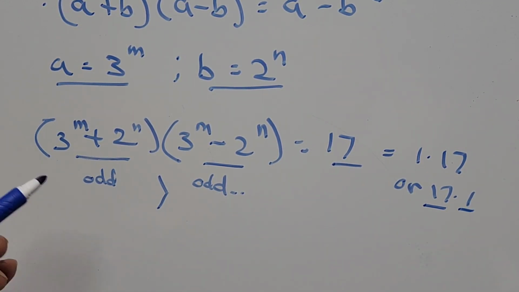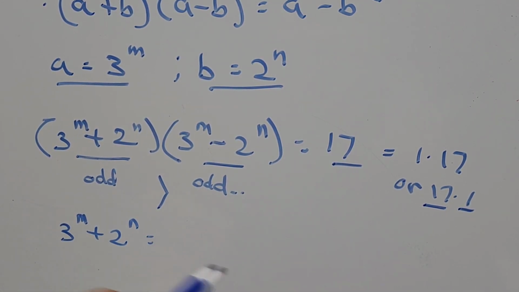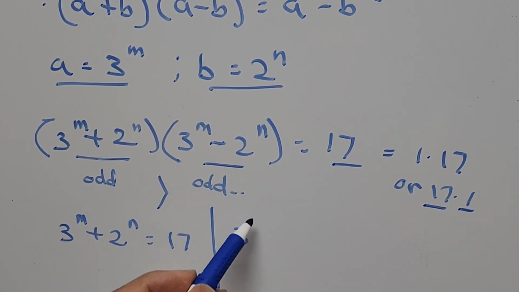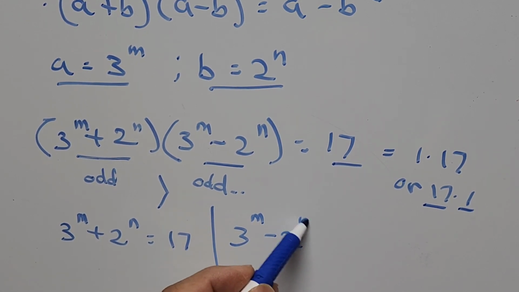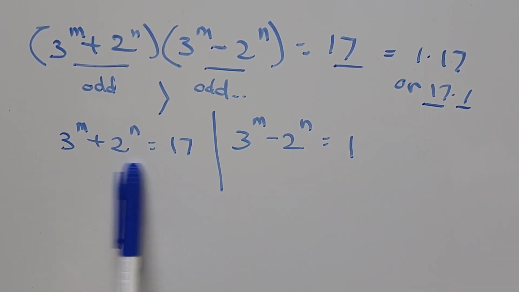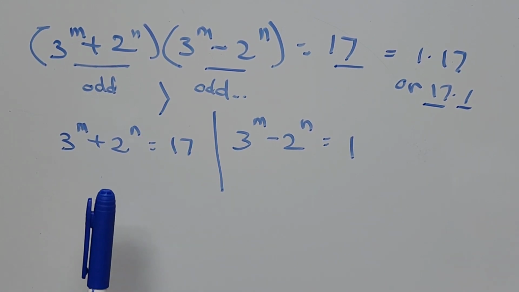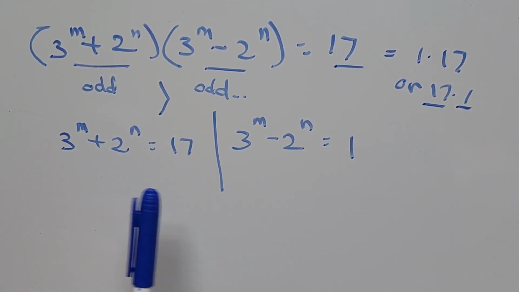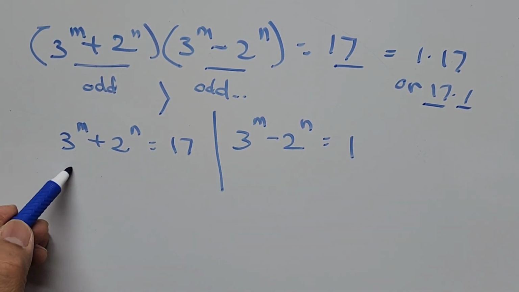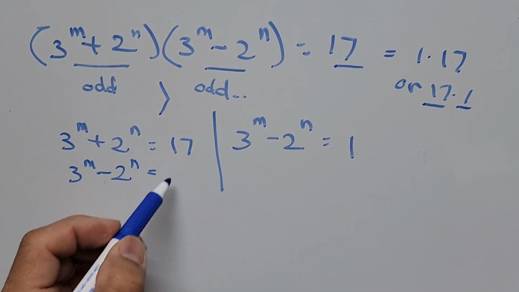Alright, so the equation now becomes 3 to the power of m plus 2 to the power of n equals 17. The other, 3 to the power of m minus 2 to the power of n, equals the smaller factor, 1. And if you notice, these two equations, if we add them up, we can get the value of m, and then subsequently we substitute the value into either of these two equations to get the value of n.